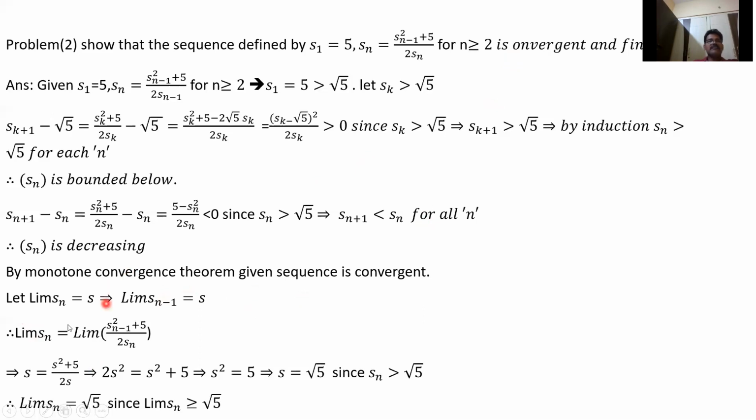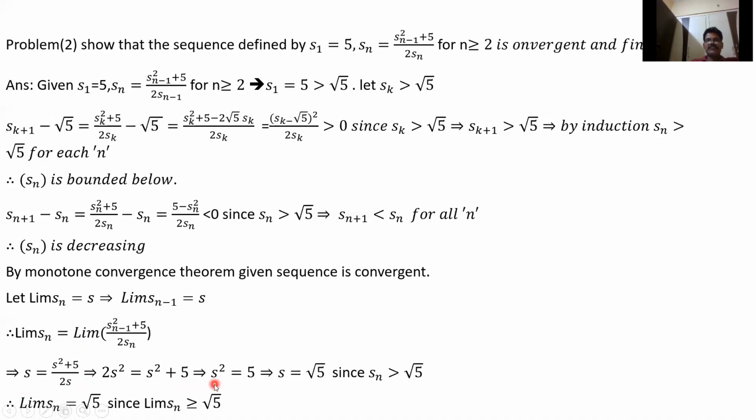So let limit Sn equal to S. Automatically limit Sn minus 1 equals S, because Sn minus 1 is a subsequence of Sn. So therefore S is the limit of Sn minus 1 square plus 5 by 2 Sn minus 1. S equals S square plus 5 by 2S, because it is a subsequence of this. You get 2S square equal to S square plus 5, so S square equals 5.